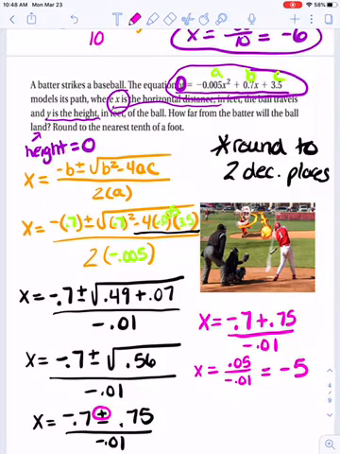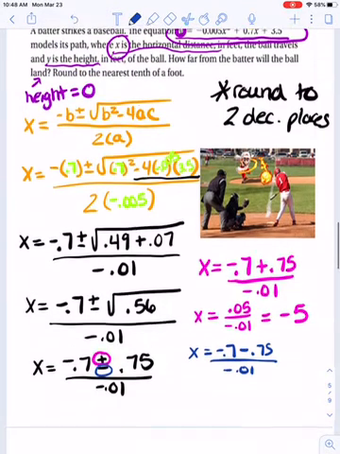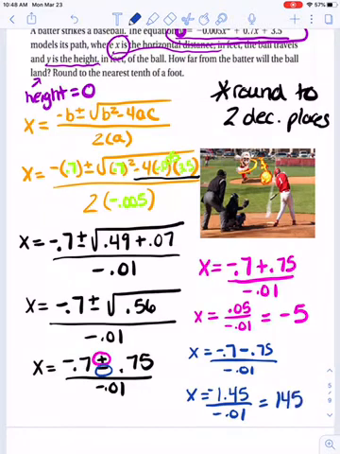Now I got to find my second one. So now I'm going to go ahead and actually subtract. So I get x equals a negative 0.7. Now I'm minusing 0.75 divided by a negative 0.01. Again, simplify the numerator first. So I get x equals negative 1.45, I should say, divided by a negative 0.01. Looks like a negative divided by a negative is going to be positive, so I'm going to get 145.